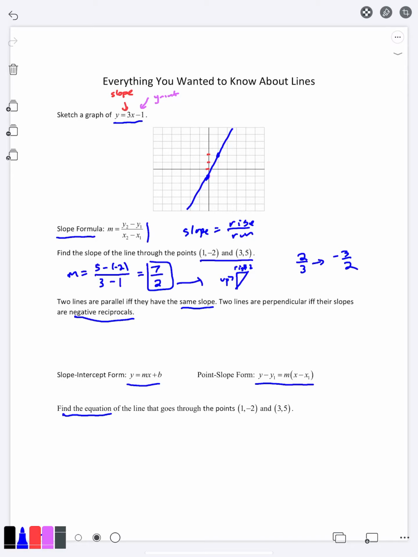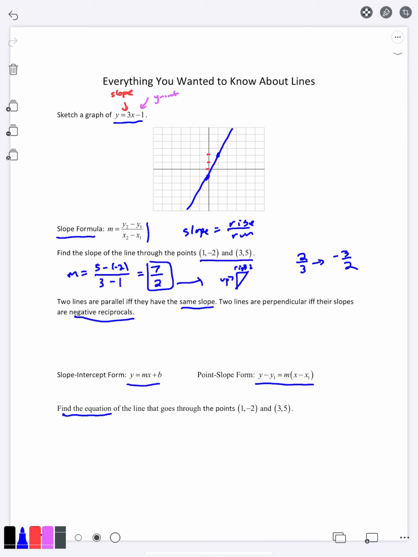Okay, so how are we going to do this? In this case, I have two points, and I want to find the line that goes through them. I do want to point out that there are a large variety of problems that ask you to find the equation of a line. What they need to do is give you two pieces of information, but there are a lot of pairs of information they might give you.